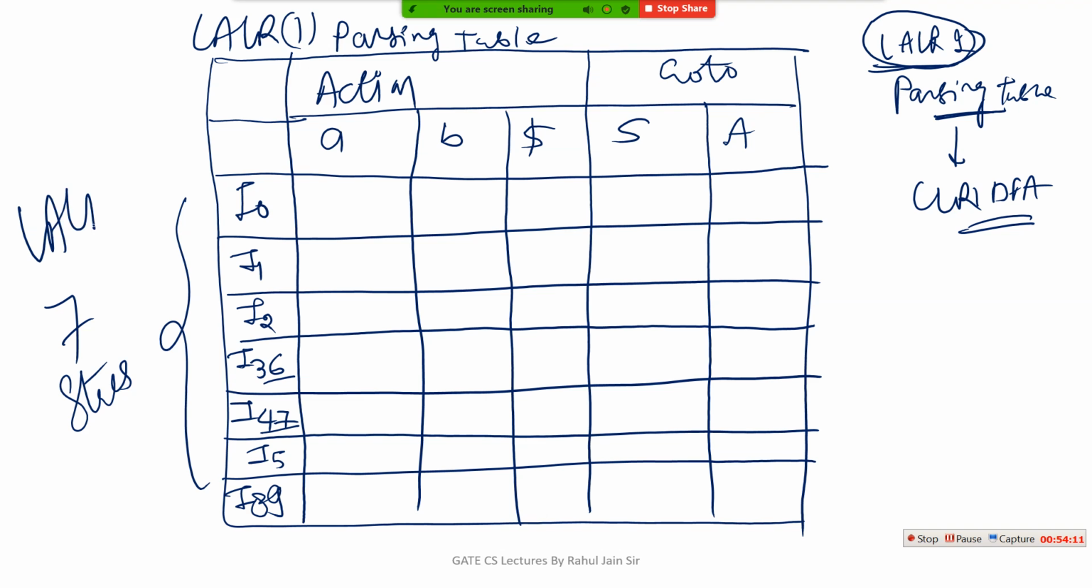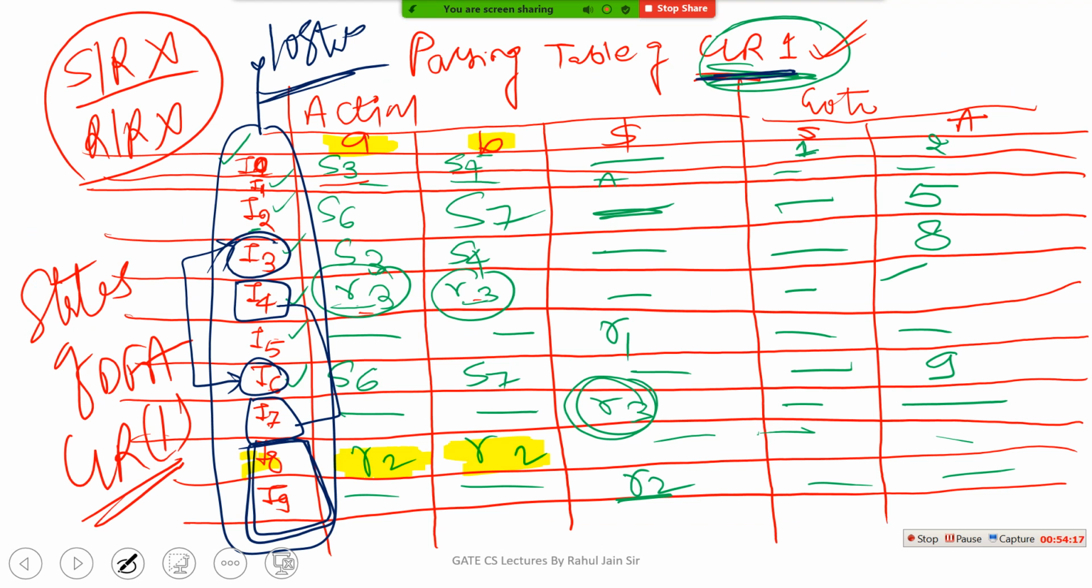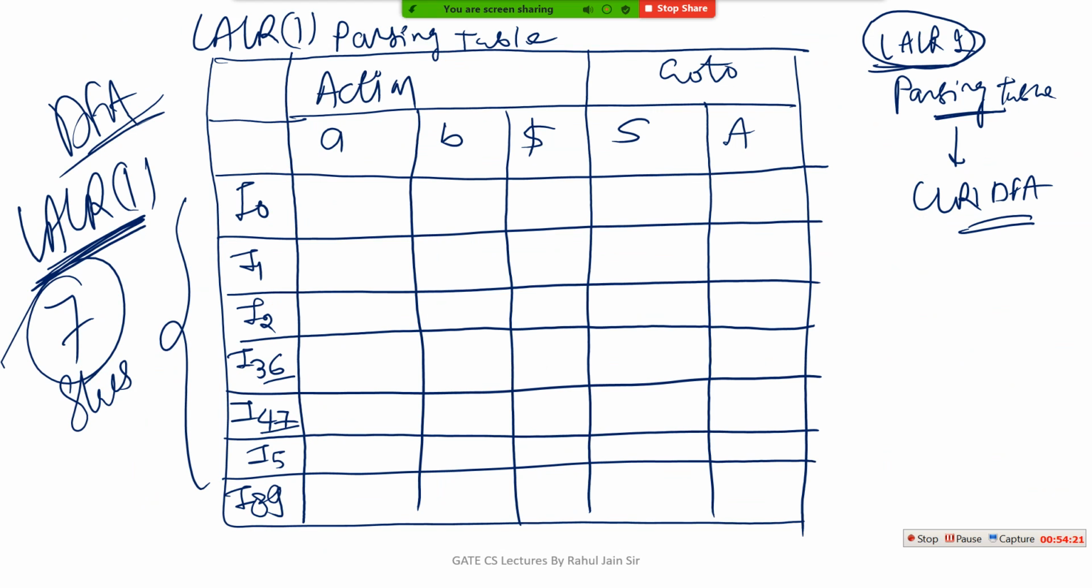In LALR1, the number of states in the DFA gets reduced to 7 from 10. From 10 states, it is reduced to 7 in LALR1. Is it clear? Clear, guys?